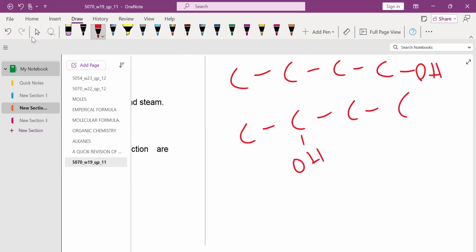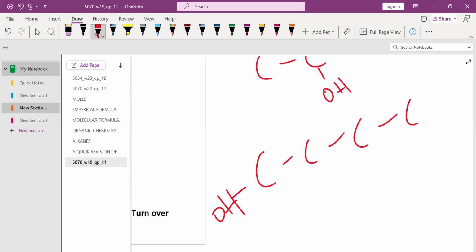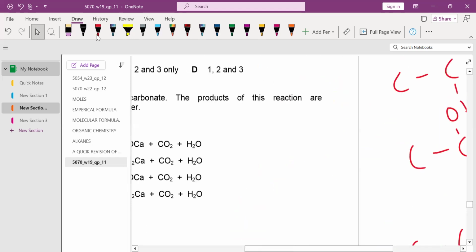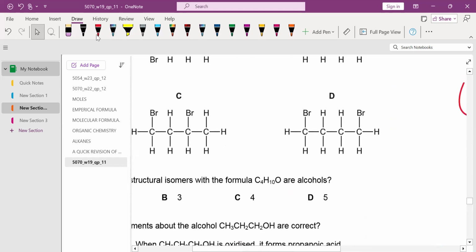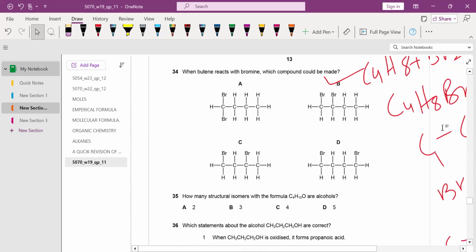Here is the OH. This is the third one, 1, 2, 3. Here are two carbons with OH on this one, and this is another. And the fourth isomer for C4H10O is 1, 2, 3, 4, and this time the hydroxyl is here. So there are four possible structural isomers of alcohol with this formula.